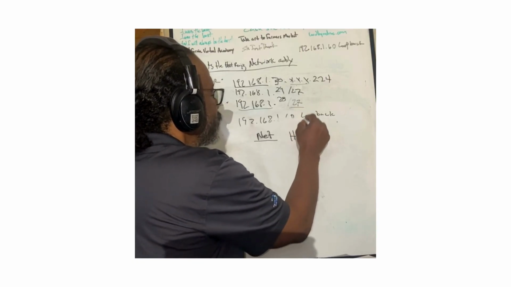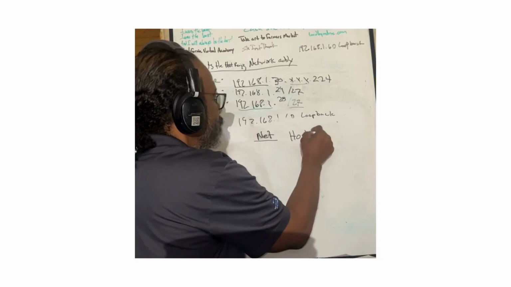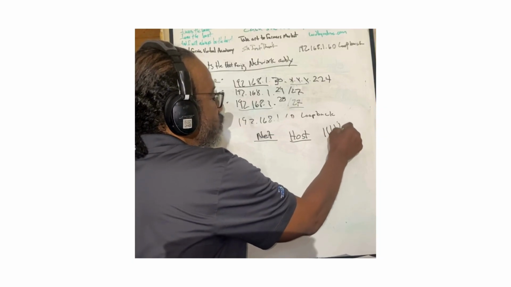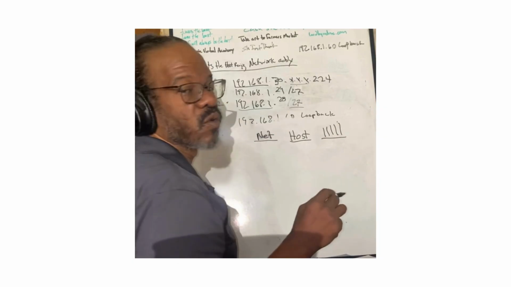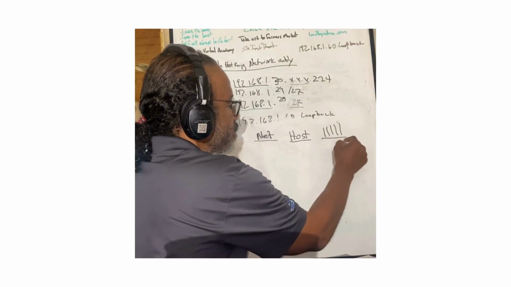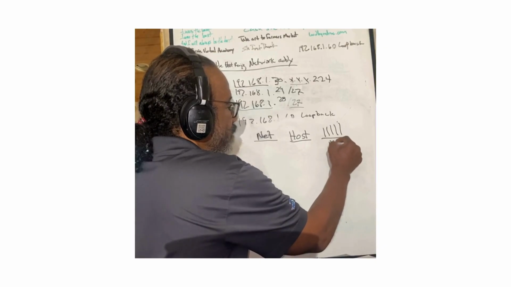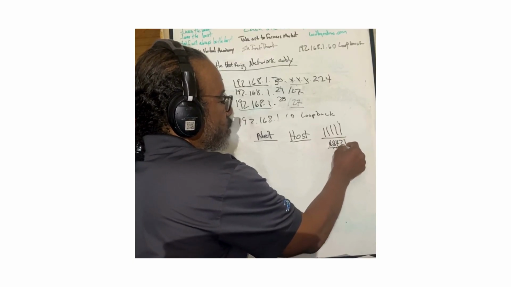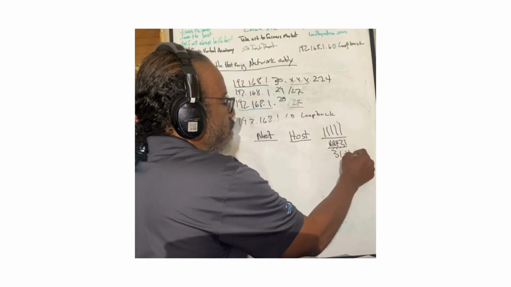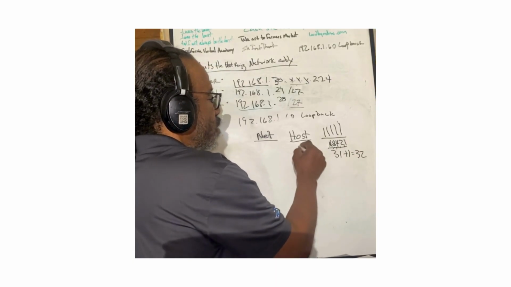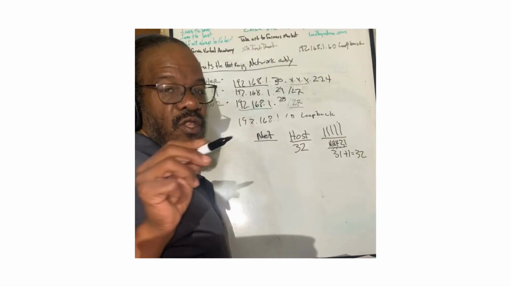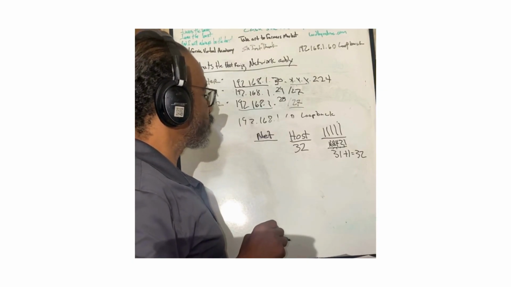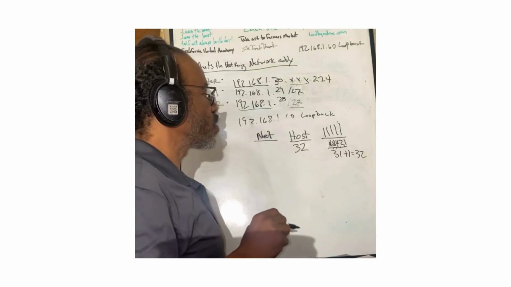And that leaves 5 bits for the host. Those 5 bits, 1, 2, 3, 4, 5 bits, are going to equal up to a number, which is 1, 2, 4, 8, 16. Those 5 numbers equal 31. And if you add 1 to that, that's going to be 32. So that's going to give you 32 addresses for your host range.